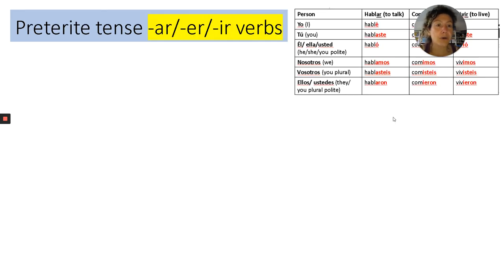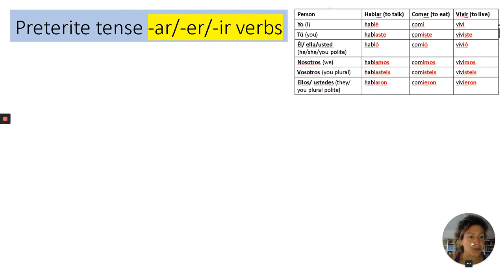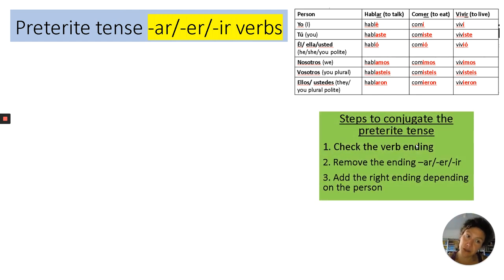Get your book ready, and again we're going to do the same. We're going to be doing a little bit of practice. You've got the grid here at the top, so you can check the ending. You've got the steps to conjugate: check the verb ending, remove the ending, and add the right ending depending on the person. And let's start with the first one. We ate, comer. Let's do it.